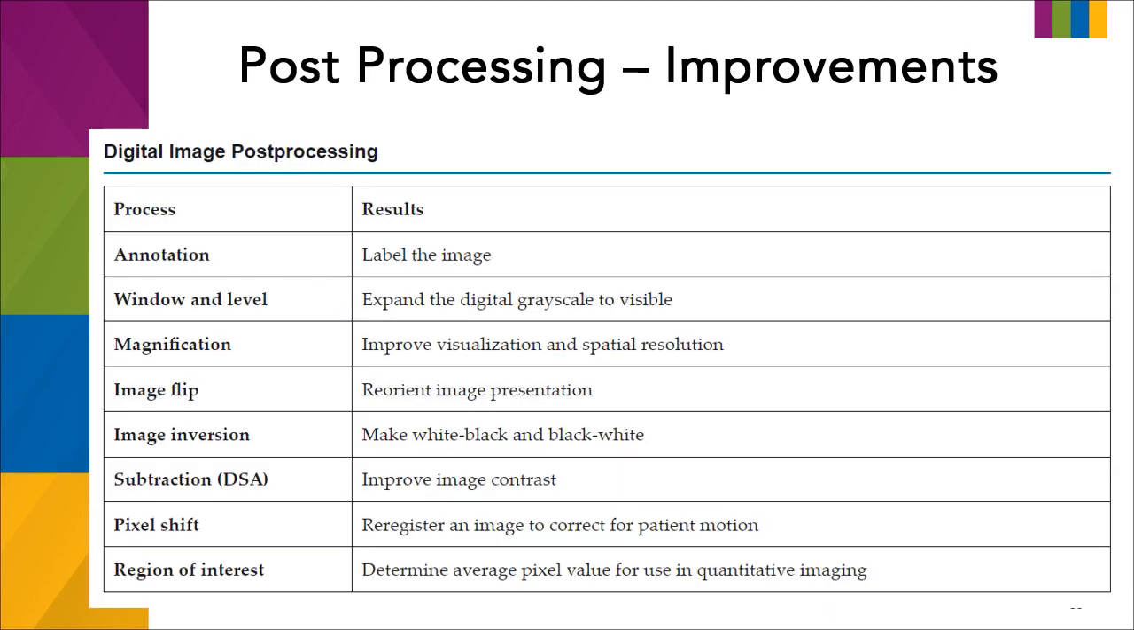Post-processing are improvements. So we have annotation, where we label the image; window leveling and window width, which is expanding the grayscale to be visible. Magnification, improving visualization and spatial resolution. Image flip, which is reorienting the image presentation. Image inversion is making white black and black white. Subtraction is improving image contrast. Pixel shift, which is re-registering an image to correct for patient motion. And region of interest, determining the average pixel value for use in quantitative imaging.